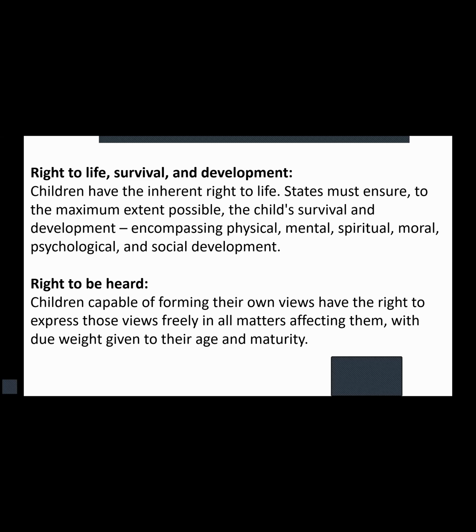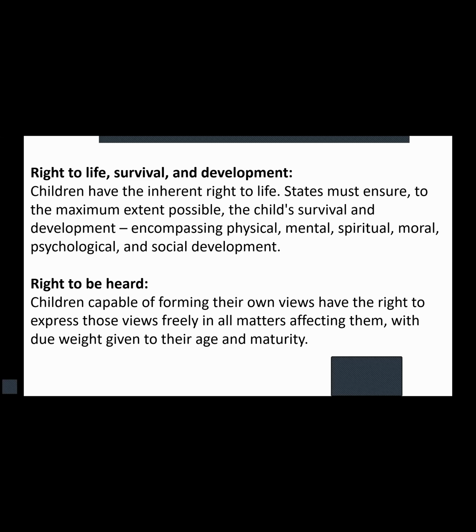So under this development, actually, we can see it's not only the physical development of the child, even the mental, spiritual, moral, psychological, and social development. Development is a broad area. Normally we feel development is only physical. No, there are various types of development that should be there in the child.